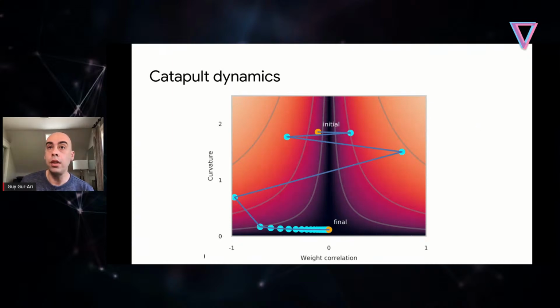I see there's a question. You said this is valid for MSE and cross-entropy is a whole other story. Do the results also work for mean absolute error? Are there any results for cross-entropy loss?